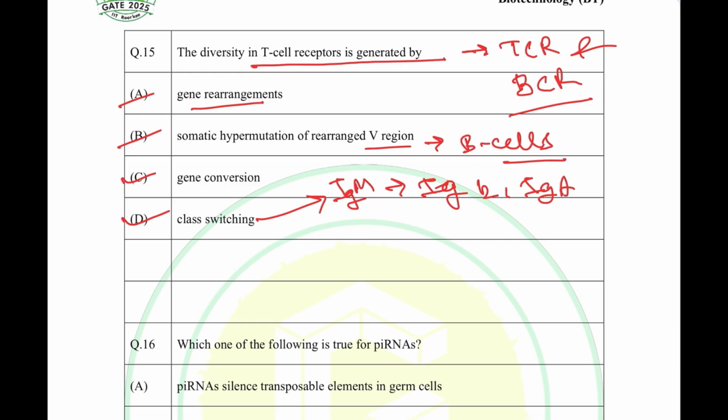So our answer will be gene rearrangement, which is called VDJ recombination. This is our answer, gene rearrangement.